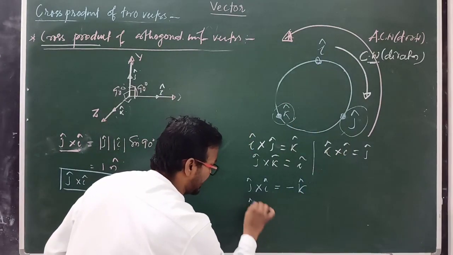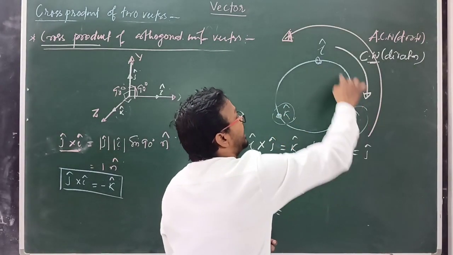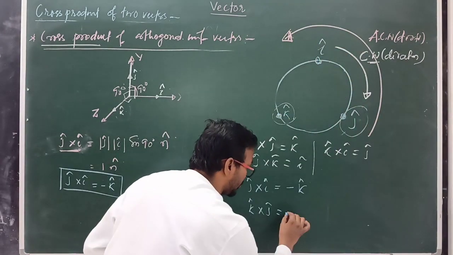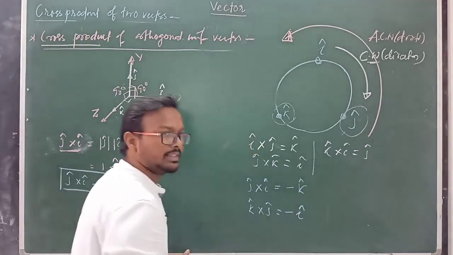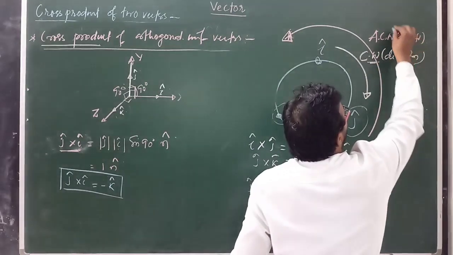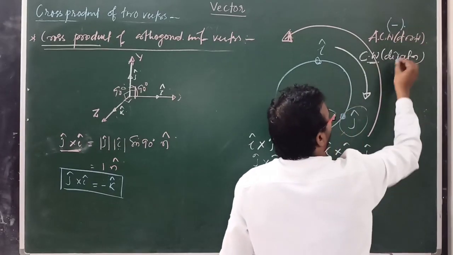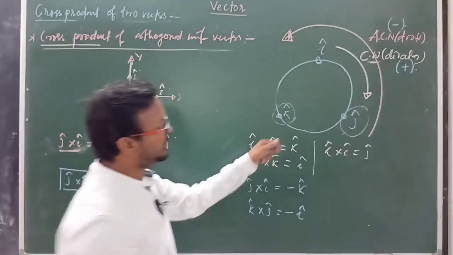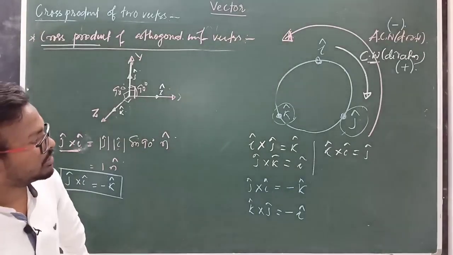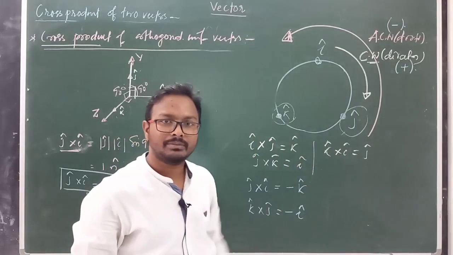Similarly, in the anticlockwise direction, suppose k cap into j cap. This is the anticlockwise direction, and the final answer is i, so you have to use a negative sign with i cap. Clear? So for anticlockwise direction, you have to use a negative sign. For clockwise direction, you have to use a positive sign. This is the short trick to remember how we can find the cross product of two orthogonal unit vectors.